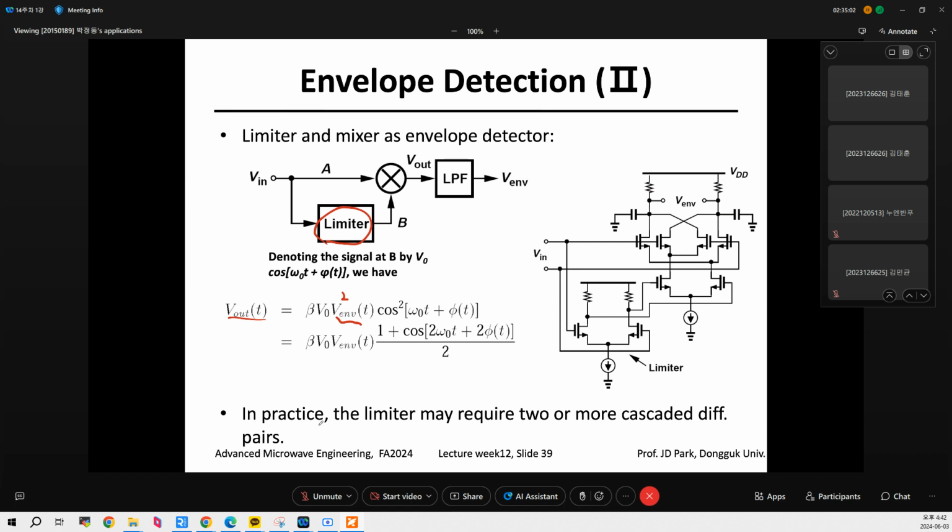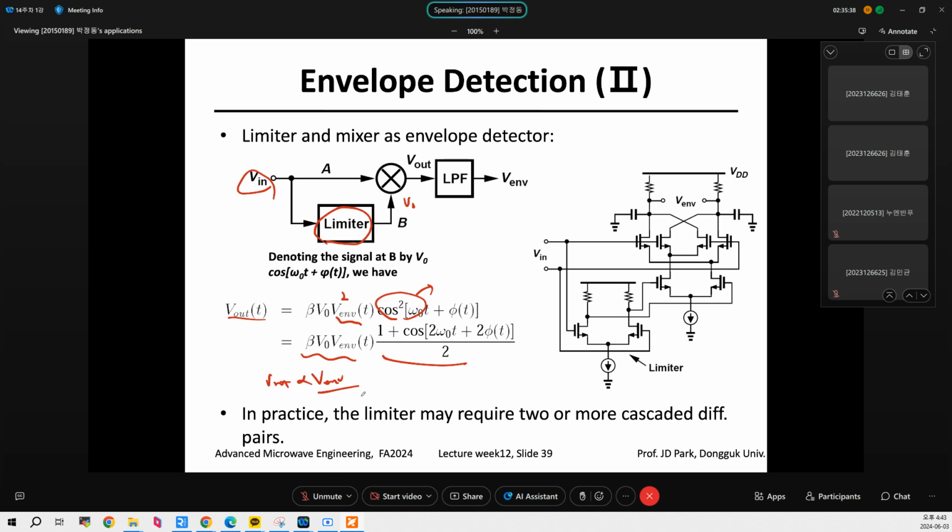Then I just put V in, which is beta V envelope cosine omega t plus phi t, and this output is V out. So this is beta V out, V in envelope, right? The cosine scale term is this, so it becomes beta V0 V envelope, which means V out is directly proportional to V envelope. Okay, right?